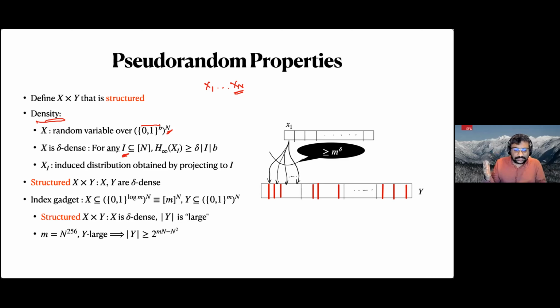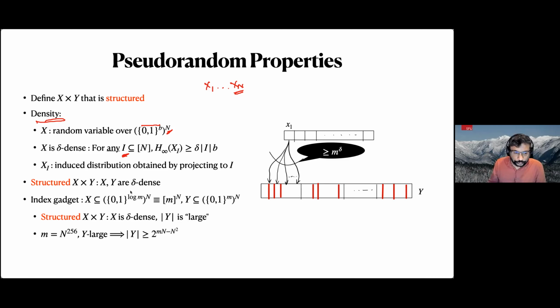X is the uniform distribution on the inputs from X, and Xi is the induced distribution obtained by projecting this X onto the blocks I. We call this rectangle structured if X and Y are both delta dense. For this talk, you could assume that delta is something like 0.8 or 0.9.